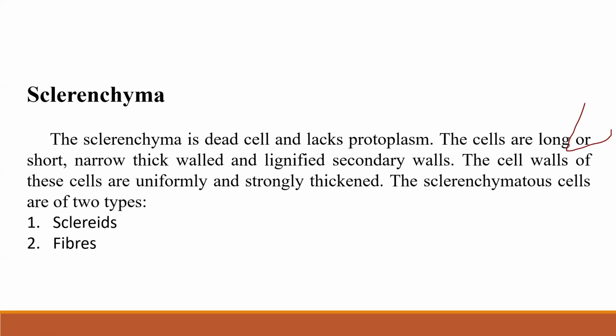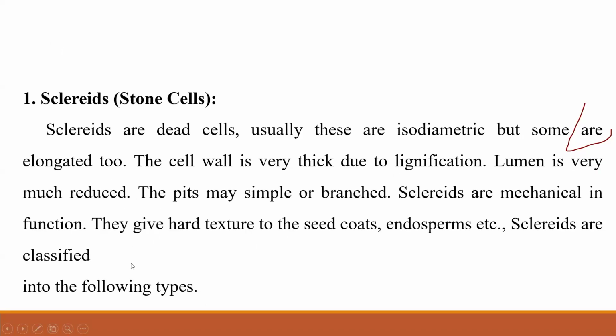Based on the size and shape, the sclerenchyma cells are again classified into sclerites and fibers. Sclerites are dead cells and are isodiametric, but some are elongated. In sclerites the cell wall is very thick with a very narrow lumen. The pits may be simple or bordered. The main function of these sclerites is mechanical. They give hard texture to the seed coat, endosperm, etc.